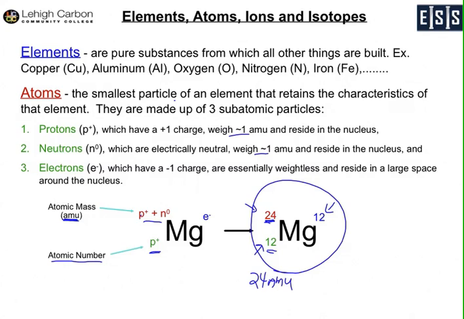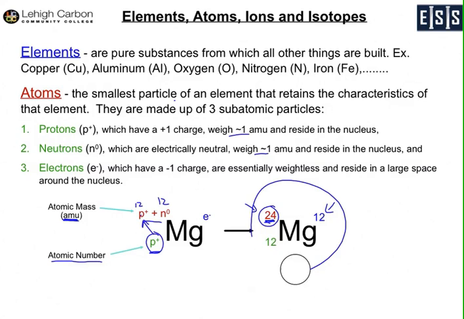And if you want to know how many neutrons are in this atom, you know that there's 12 protons. So you know this number here is 12. So if the total is 24, then there must be 12 neutrons. 12 and 12 together is 24, and that's what you have over here.